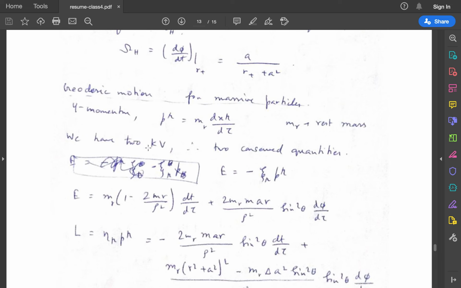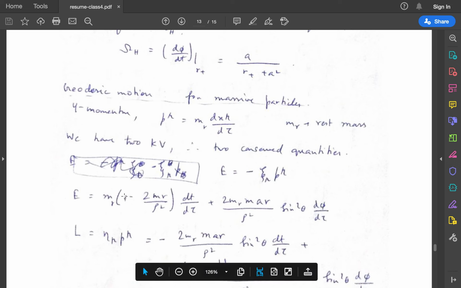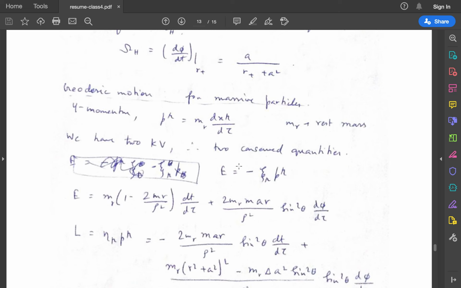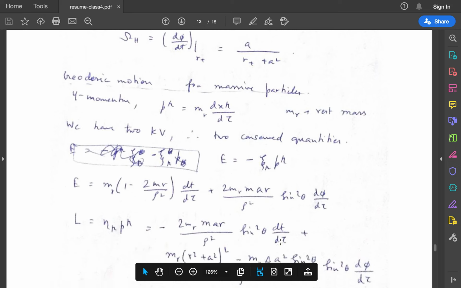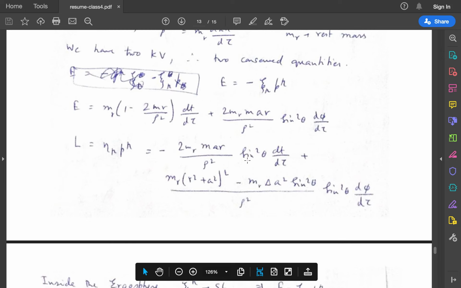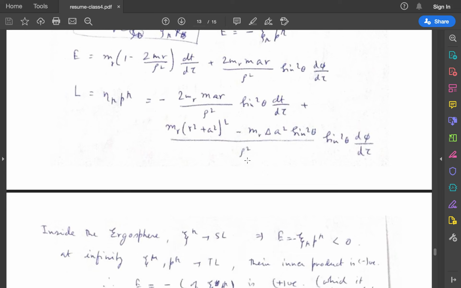So for rotating black holes, we have two Killing vectors, and so two conserved quantities. One is the total energy, given by zeta mu p mu, where zeta mu is the time-like Killing vector associated with this energy. If I put it back here, I will get this equation for the energy. There is a negative sign put here; I will discuss why. And the other quantity is the total angular momentum L, which is the axial Killing vector eta mu p mu, and it is given by this equation. You can check that. There is not much physics in this, it is just some algebra you have to sit down and do.